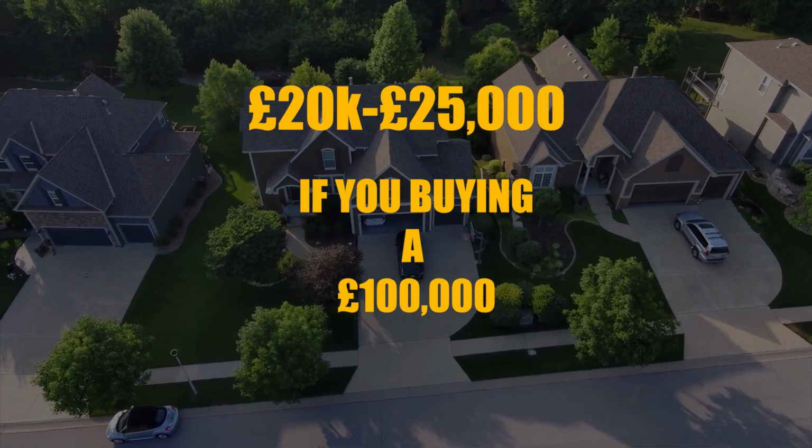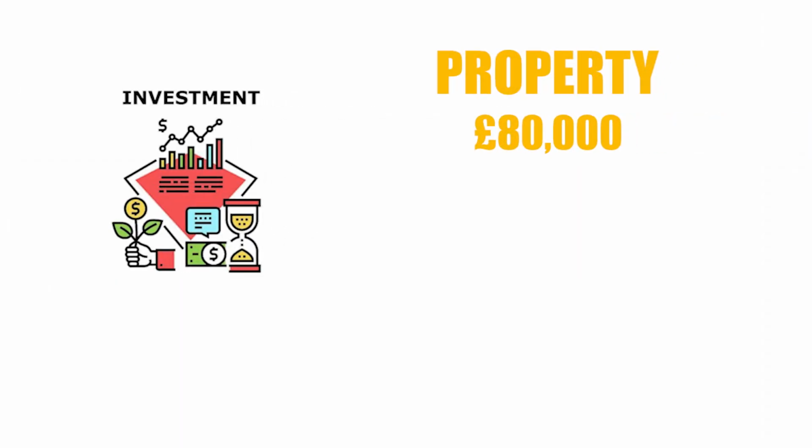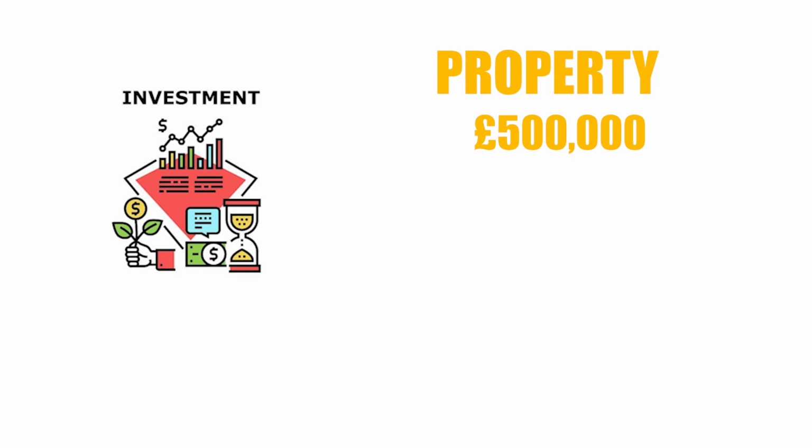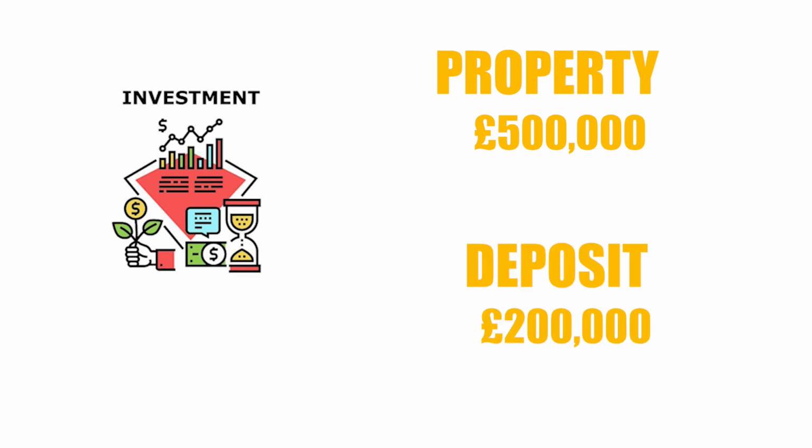In contrast, if you're looking at a normal residential property, you're looking at about 20 to 25,000 pounds. If you're buying a £100,000 property, obviously you require 25% of that, which is 25,000 pounds. If you're buying an £80,000 property, you're looking about 20,000 pounds deposit to put down in order to be able to buy that property. And then if you're looking at commercial properties that is worth £500,000, you're talking about nearly £200,000 to put down in order to be able to buy that commercial property.